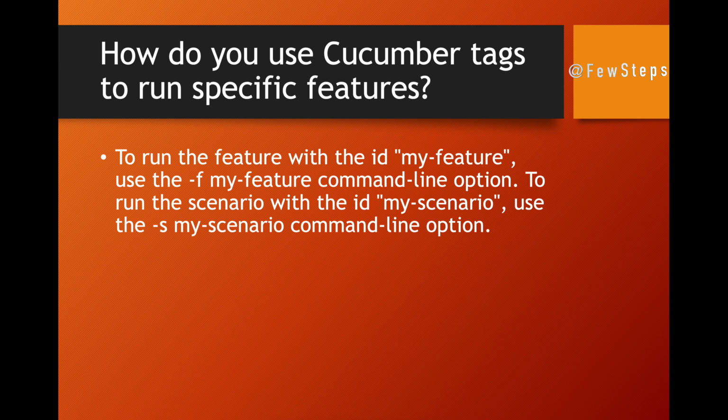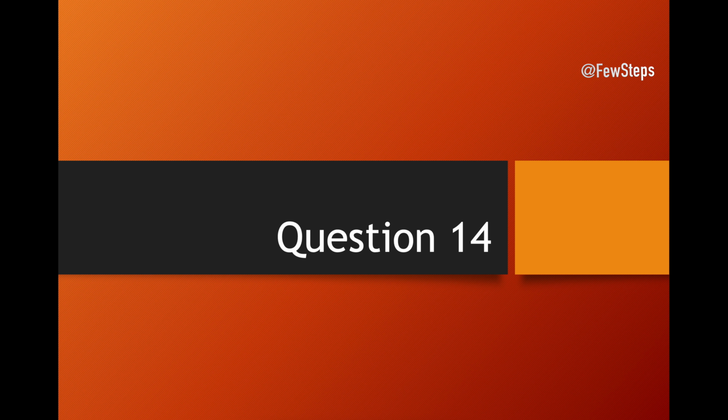Question 13. How do you use Cucumber tags to run specific features? To run the feature with the id_my_feature, use the -f _my_feature command line option. To run the scenario with the id_my_scenario, use the -s _my_scenario command line option.